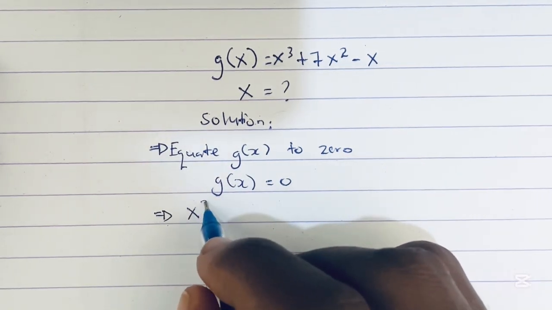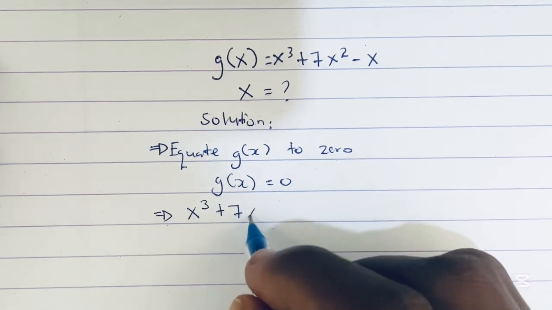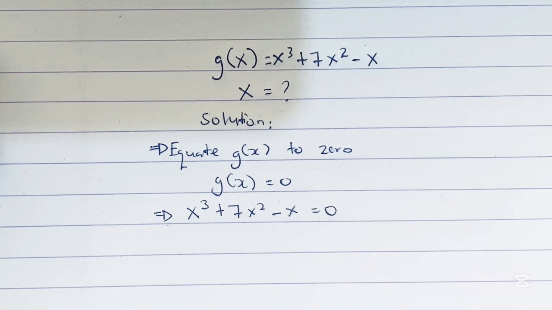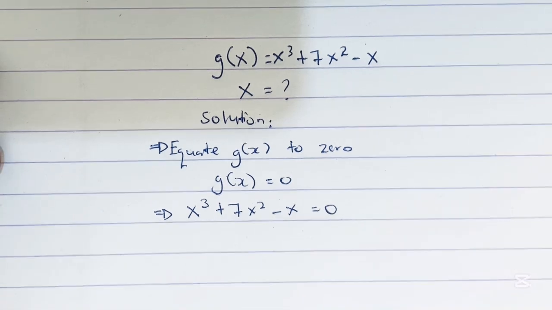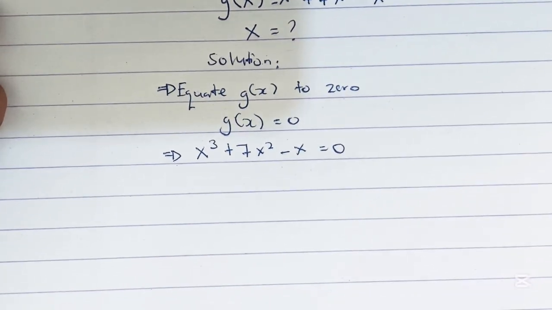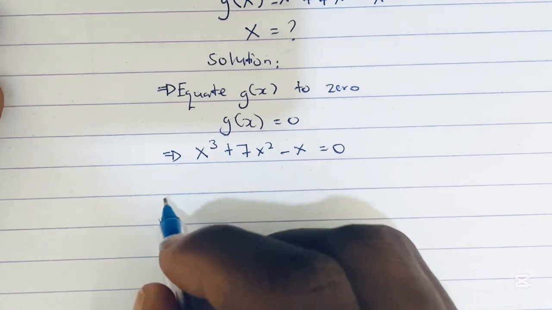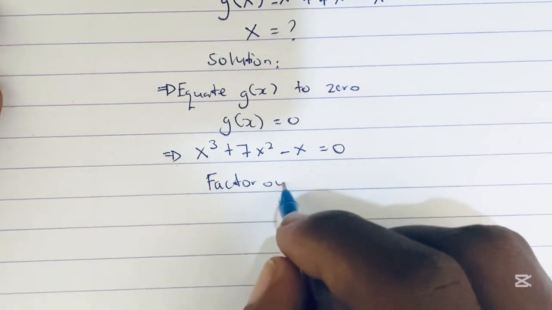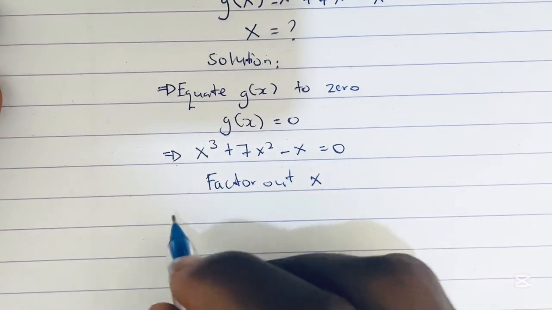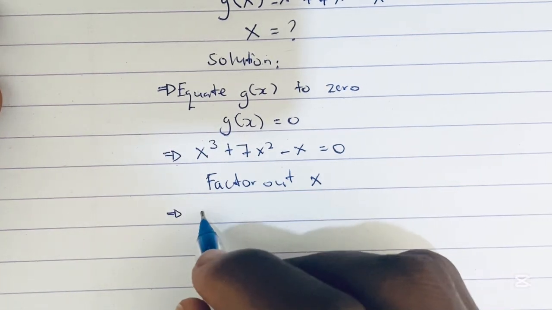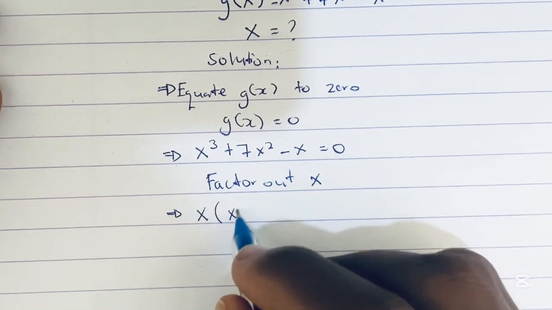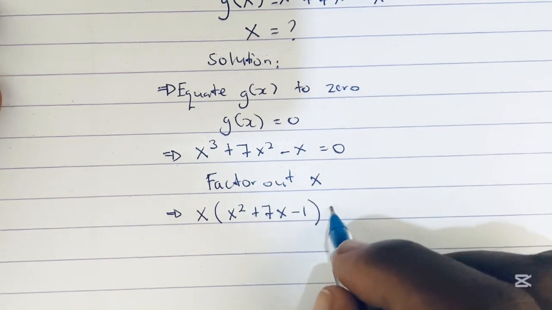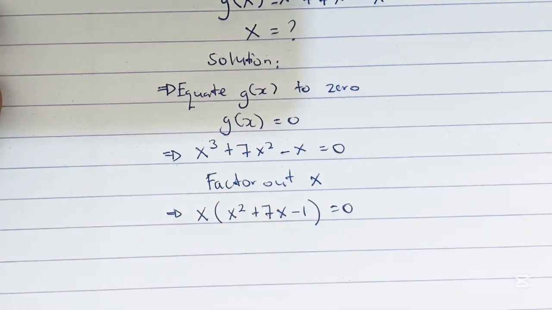So this becomes x cubed plus 7x squared minus x is equal to 0. Realize x is a common factor, so we are going to factor out x. It's going to become x into x squared plus 7x minus 1 is equal to 0.